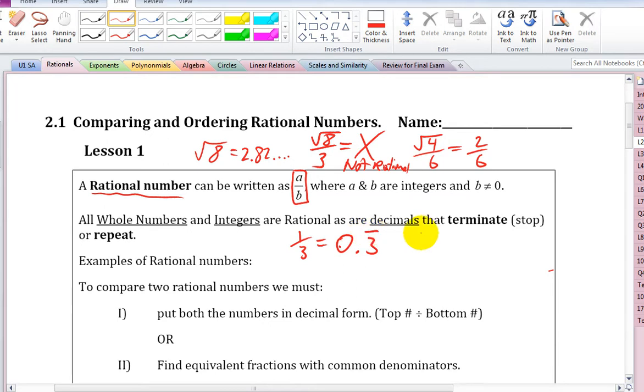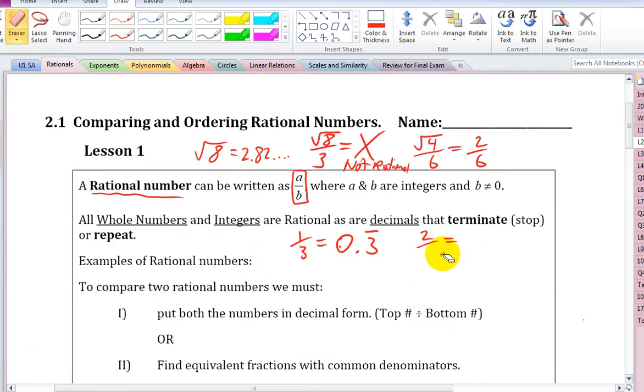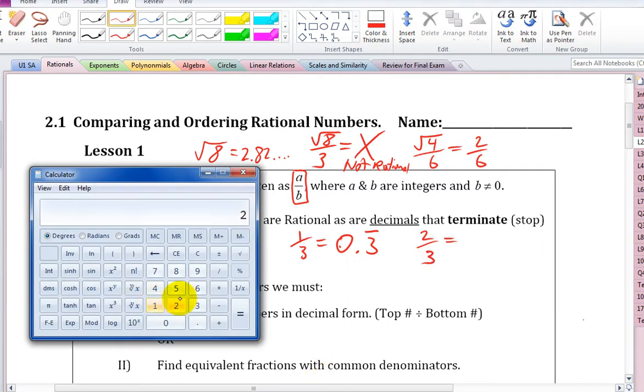Now what about 2 divided by 3? Do that on your calculator. Oh, I guess it's not repeating because there's a 7 at the end. Is that right? Ethan says 6 at the end. How many people have a 7 at the end? What's our calculator doing?